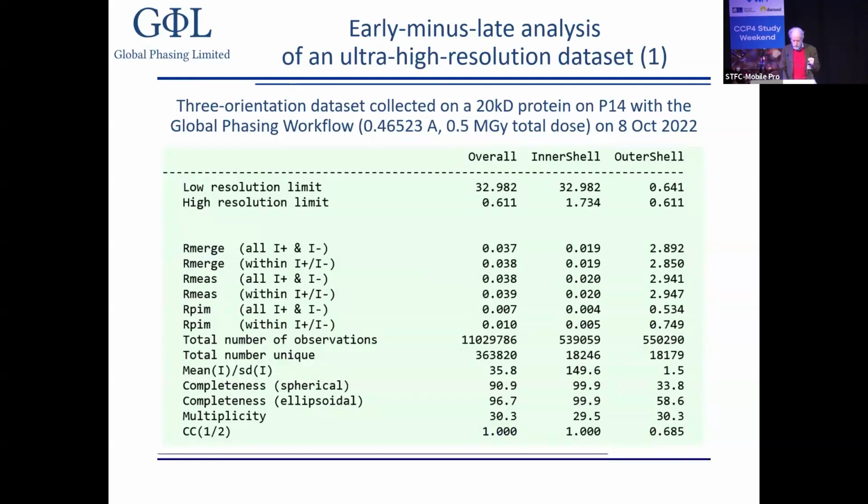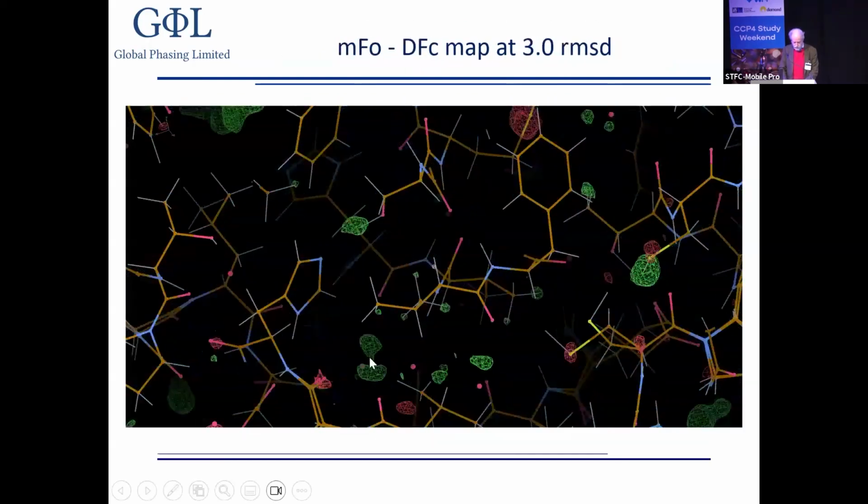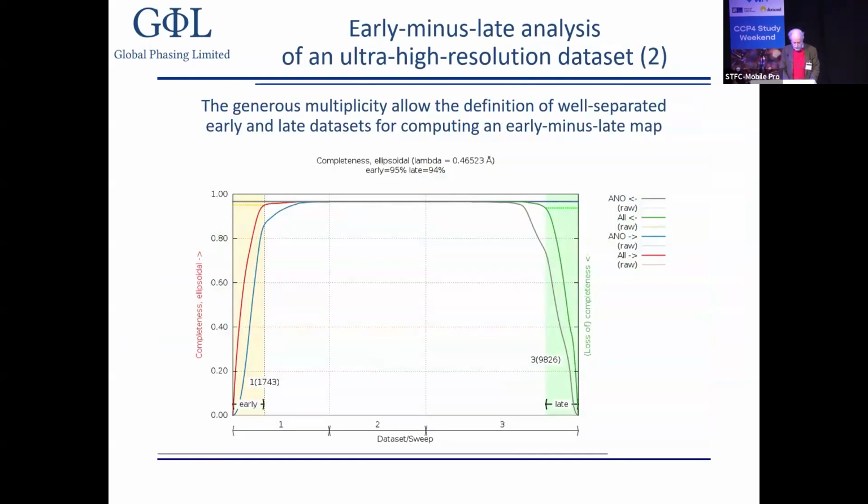So here I'm going to show you the result of this type of analysis for an ultra high resolution data set that comes from P14. One of those things that you don't really think are possible, 0.6 Ångström resolution for a 20 kilodalton protein at high energy, but with a total dose of only half a megagray and 11 million observations, mean I over sigma of 150 in the inner shell. It's quite phenomenal, multiplicity of 30. So the early minus late setup is shown here. A wide separation between the early and the late data set.